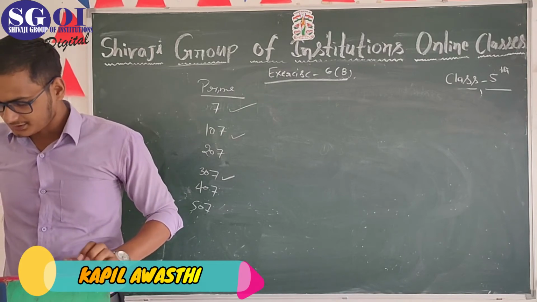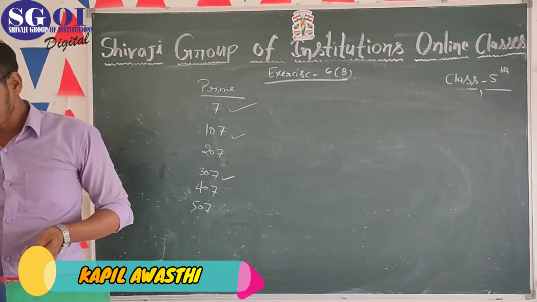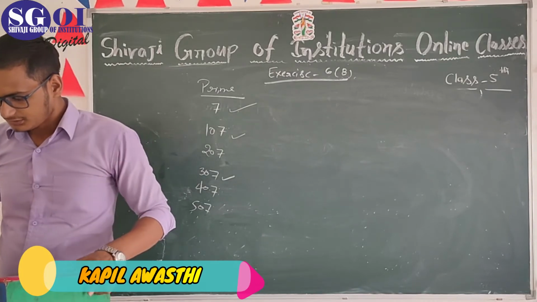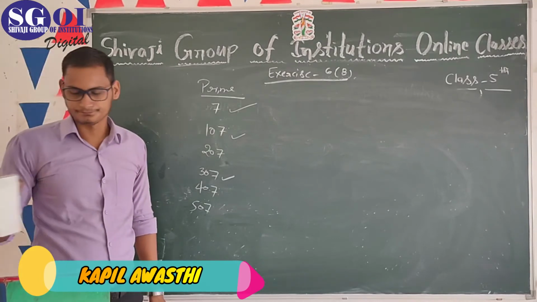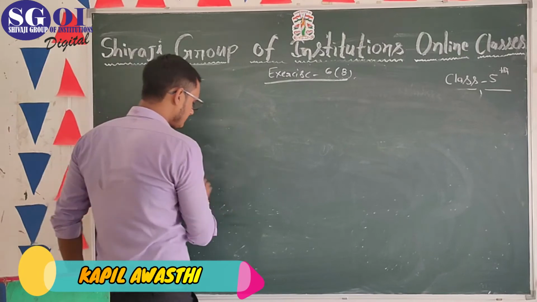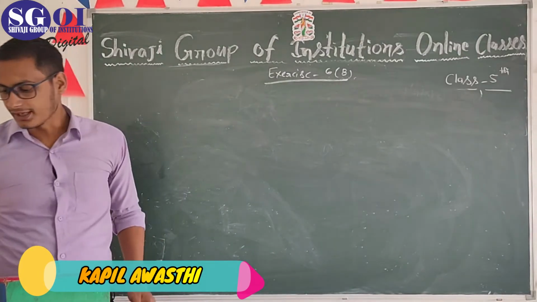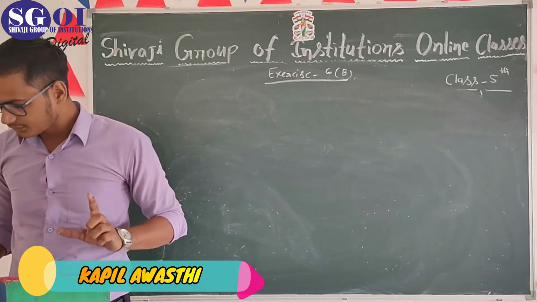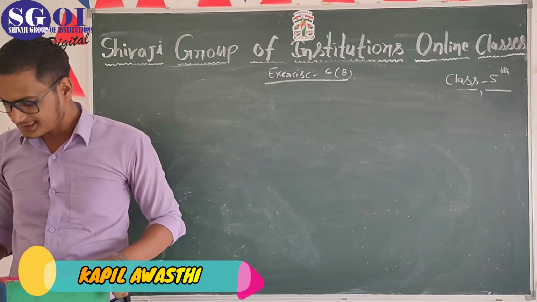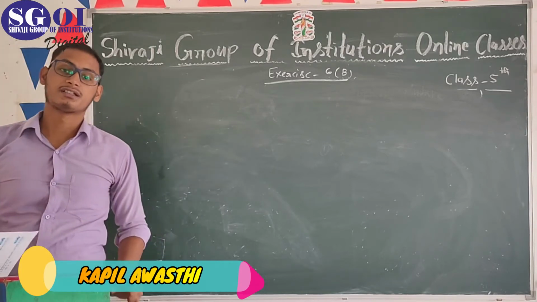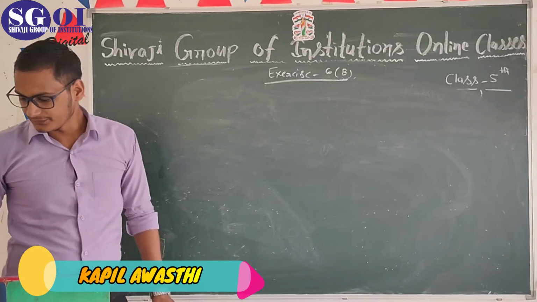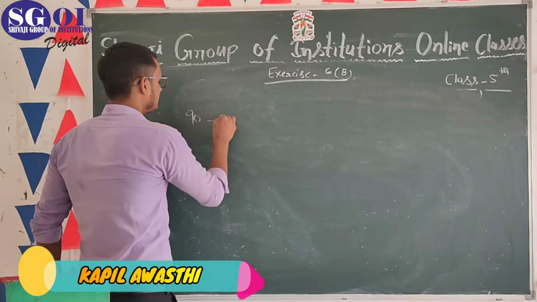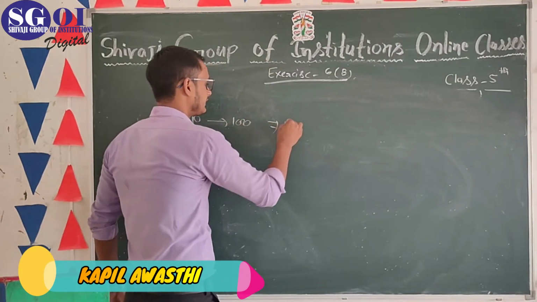Next, write all composite numbers between 90 and 100. What are composite numbers? As we know, numbers which can be expressed as a product of factors other than 1 and itself are known as composite numbers. So, the composite numbers between 90 and 100.